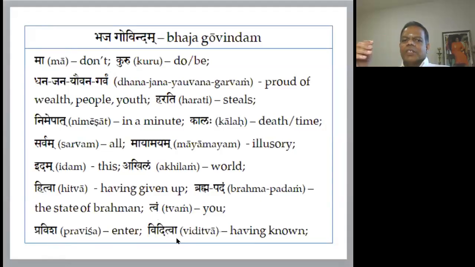So the instruction is don't be proud of things which you have. All this can vanish in a second, a moment. Giving up all this illusory world, enter the world of Brahman. That is the instruction of this verse.